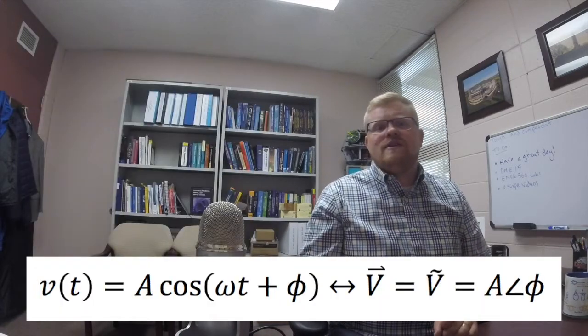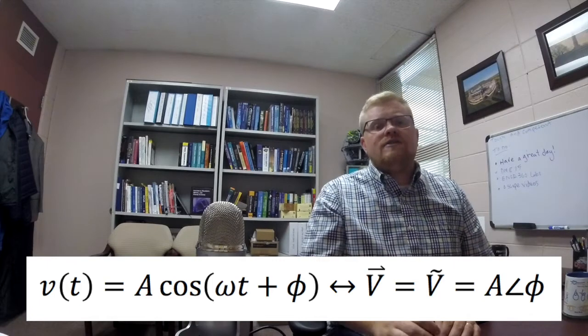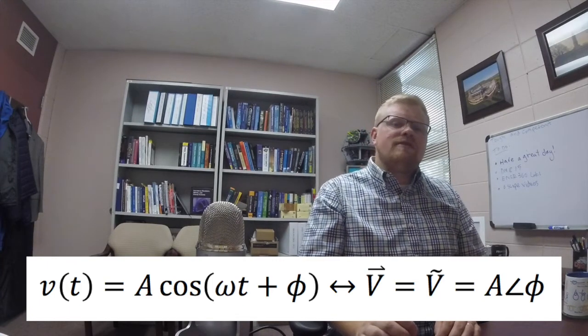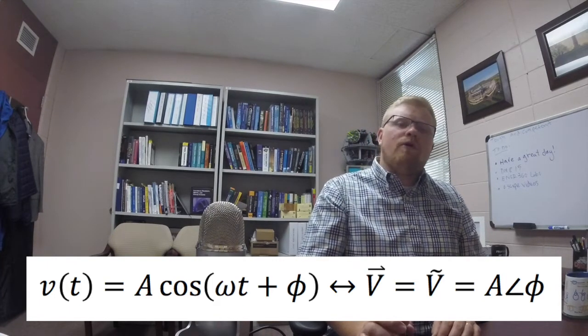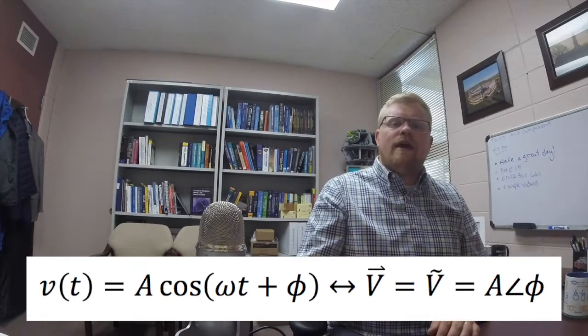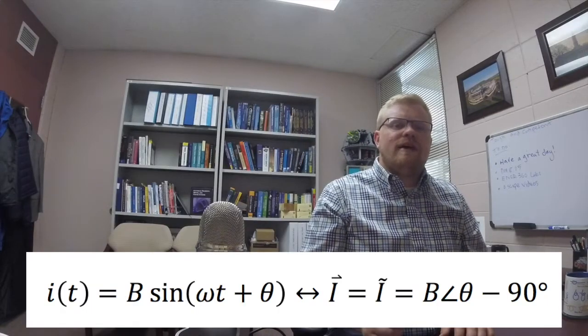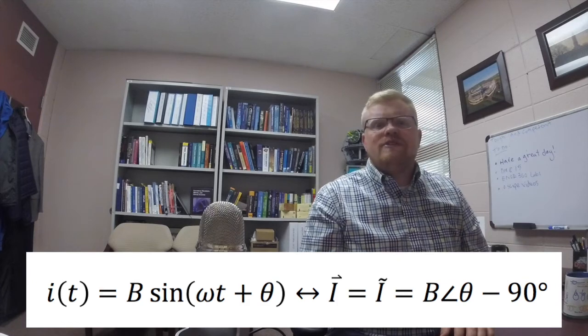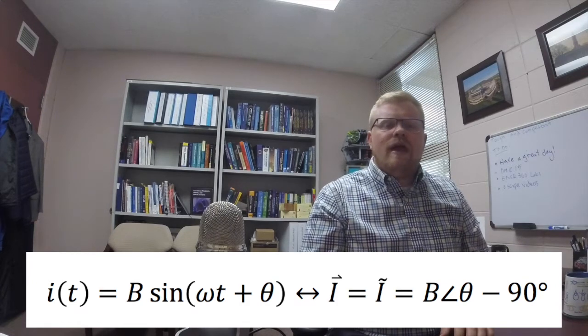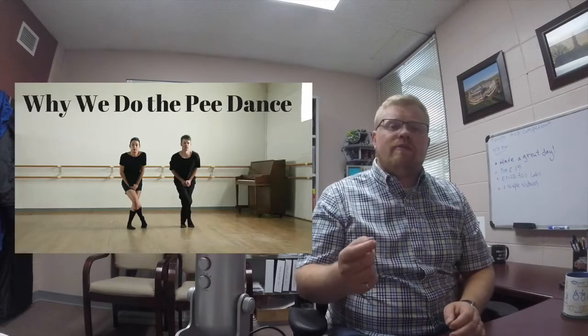Let's suppose we have a signal v(t) equal to A cosine(omega t + phi). Then the phasor representation, which is either V vector or V tilde, is equal to A angle phi. Similarly, if instead of a cosine function we use a sine function, for example, i(t) equals B sine(omega t + theta), then the phasor representation is just going to be B angle theta minus 90. So for the sine function, we just add minus 90 to the angle. These representations are going to work great as long as I have the same frequency for all the sources in my circuit.